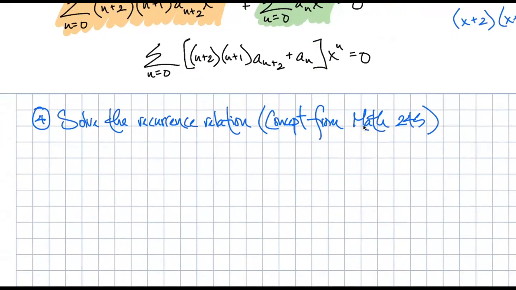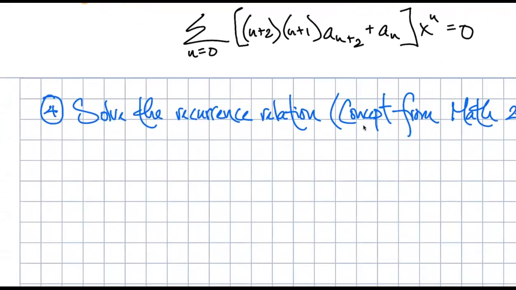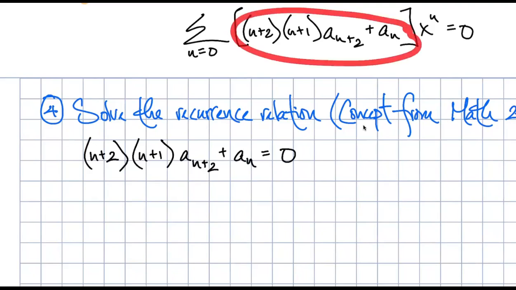Okay. So we're going to take n plus 2 times n plus 1, a sub n plus 2 plus a sub n equals 0. Okay. Let me know if the grid lines bother you. I can certainly take the grid lines off if that doesn't feel like it's easy on the eyes. Okay. But we have this as our recurrence relation. Okay, so when we say recurrence relation, we mean that clump inside of the brackets. We're going to set that equal to 0.